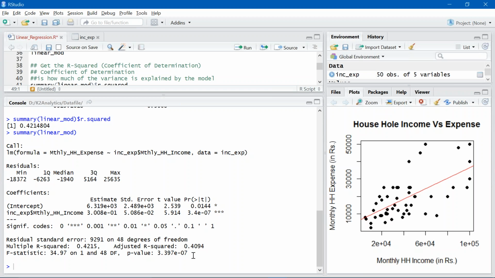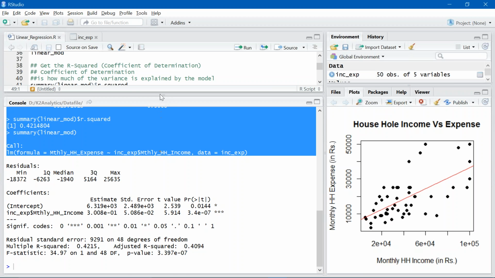Will you accept the hypothesis? Yes. Which means this model is a significant model. So that is on the hypothesis testing part. Now let us take it forward to multiple linear regression.